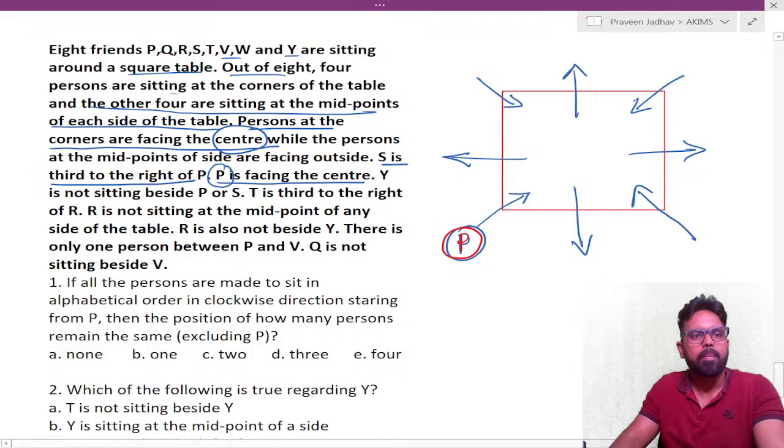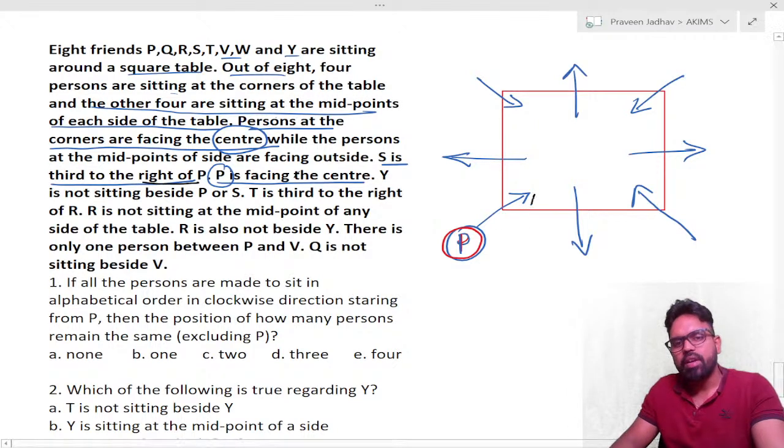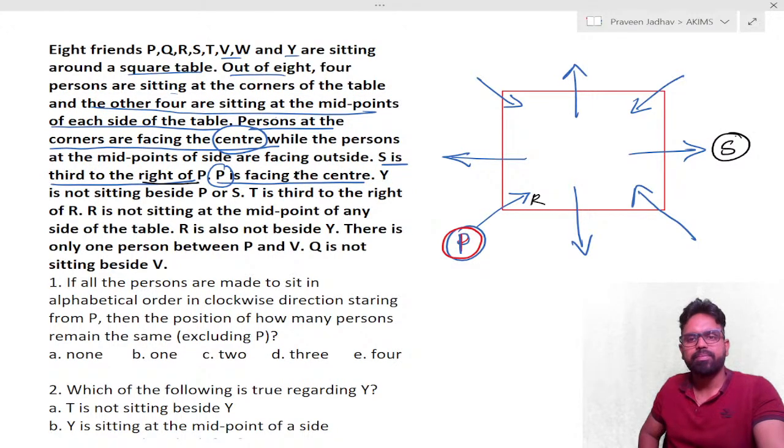What does that have to say? P is facing center. S is third to the right of P. This is right of P. First to the right, second to the right, third to the right. Who is there? S is third to the right of P. Done?